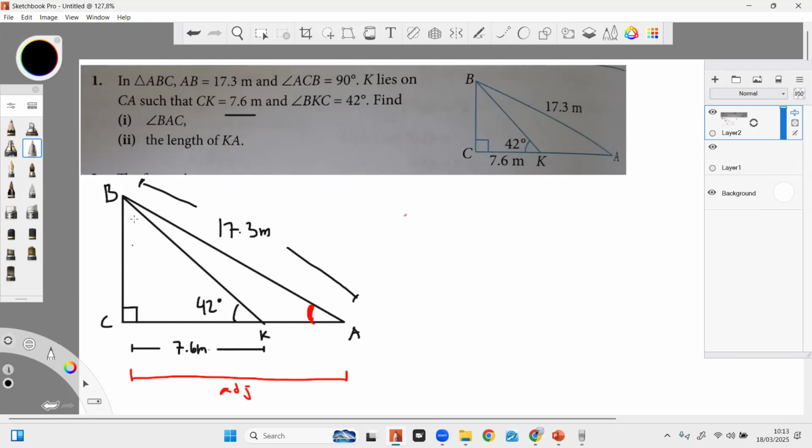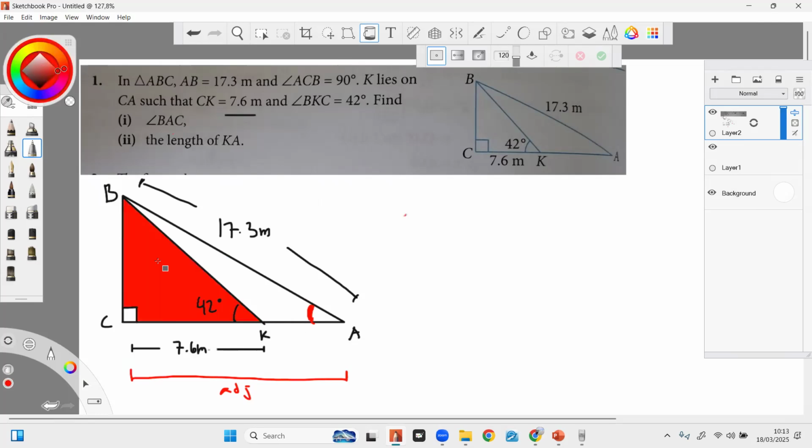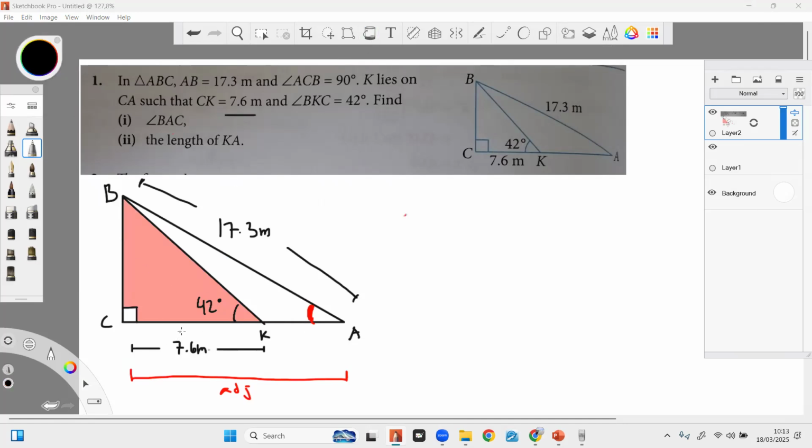First thing, we have to focus on the small triangle, right? Why? Because there is most clue in this triangle. We have one angle and one side, one adjacent. Look at this, guys. So this is the adjacent. We are actually finding either BK or BC, up to you, but we have the adjacent.